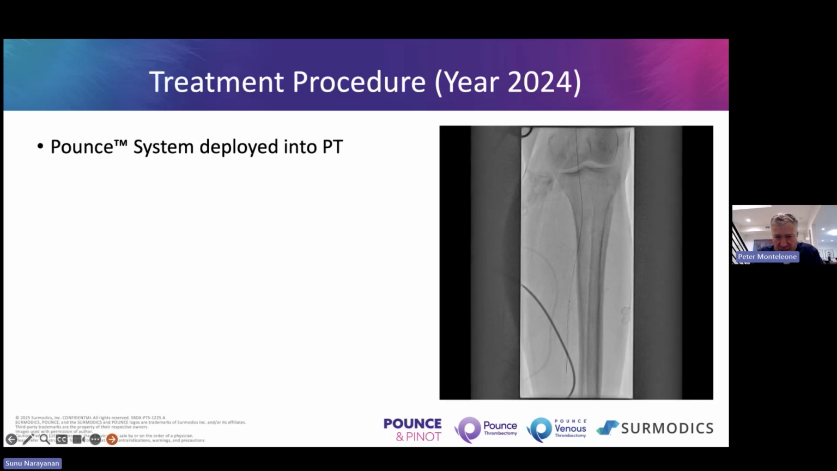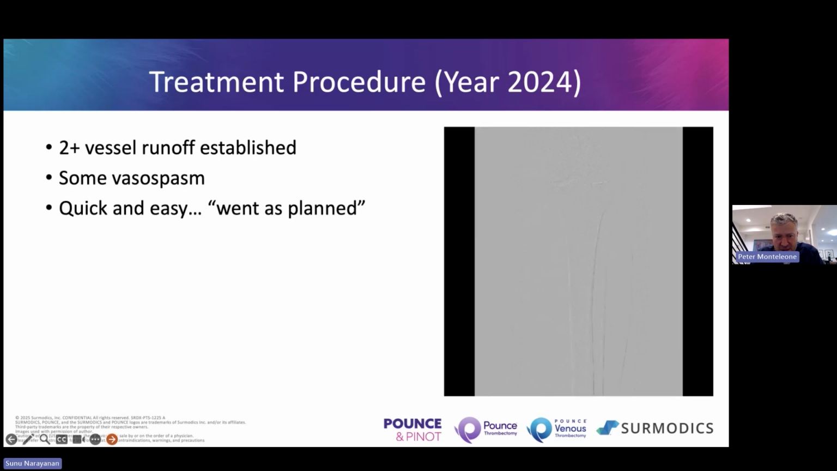And then just like we did on the other side, we put the Pounce system down, this time into the posterior tibial. Next slide for us. You can see us deploying it. We took a picture after, and all of a sudden, we have run off into that posterior tibial.